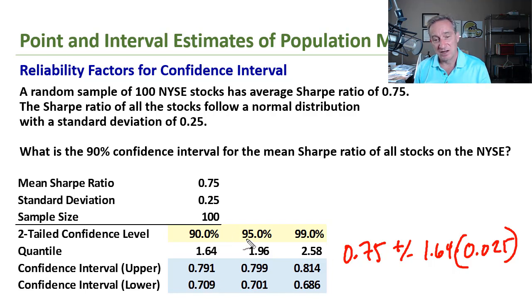But that's 90%. If I wanted to step this up to 95%, the only thing that changes is the reliability factor. Our standard error doesn't change, it's still 0.025.